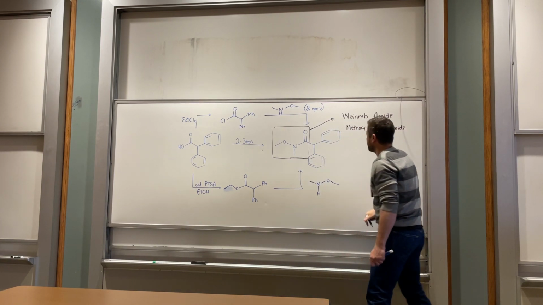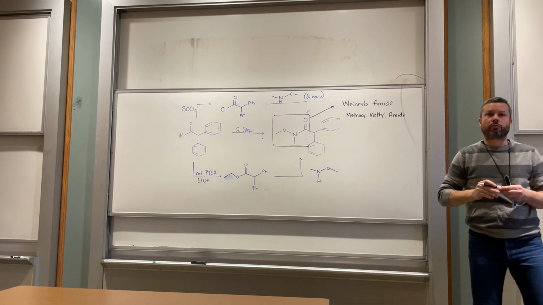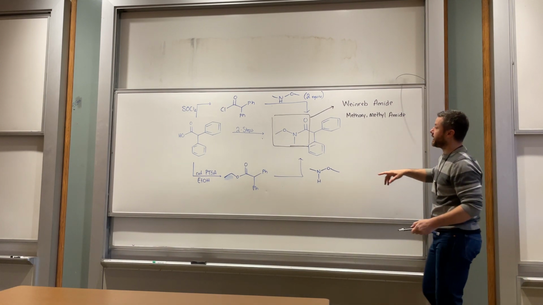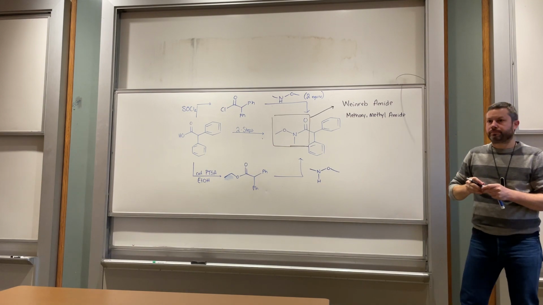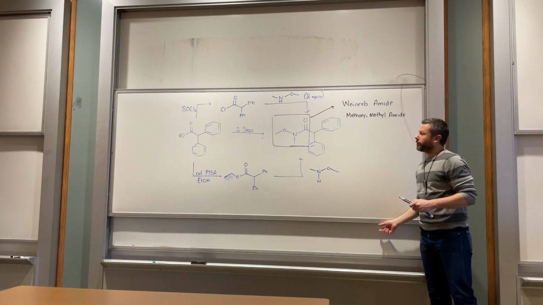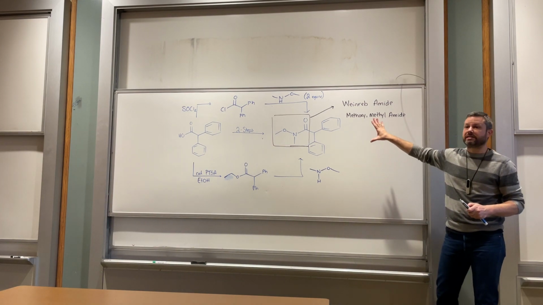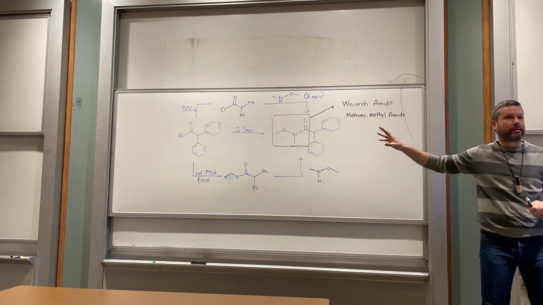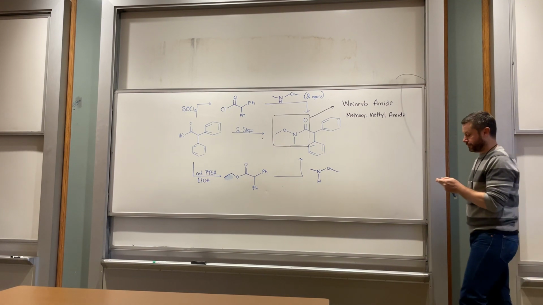What makes the Weinreb amide different from other amides is the substitution around nitrogen, right? So a Weinreb amide specifically is going to have a methoxy group and a methyl group on the nitrogen, right? And this substitution pattern around nitrogen gives this amide special properties that other amides don't have, and we'll see that later on in this chapter.